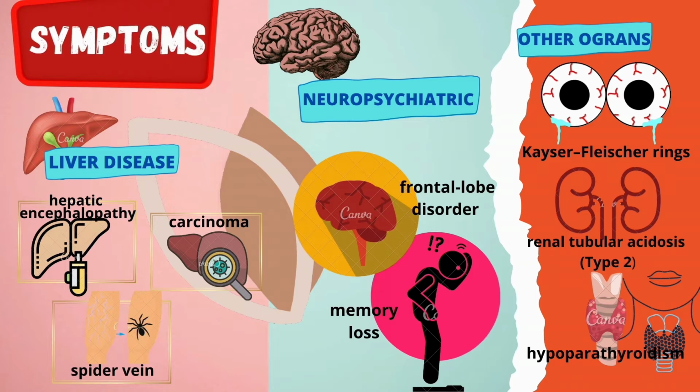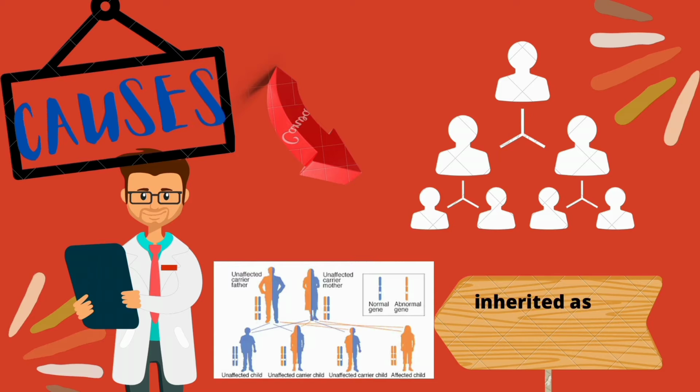So, what are the symptoms of Wilson's disease? It is divided into three. Firstly, liver disease, which includes hepatic encephalopathy, carcinoma, and spider veins. Second, neuropsychiatric symptoms, which are frontal lobe disorder and memory loss. Lastly, other organ symptoms, such as the eyes, which is Kayser-Fleischer rings, renal tubular acidosis type 2, and thyroid gland hypoparathyroidism. Wilson's disease is inherited as an autosomal recessive trait.